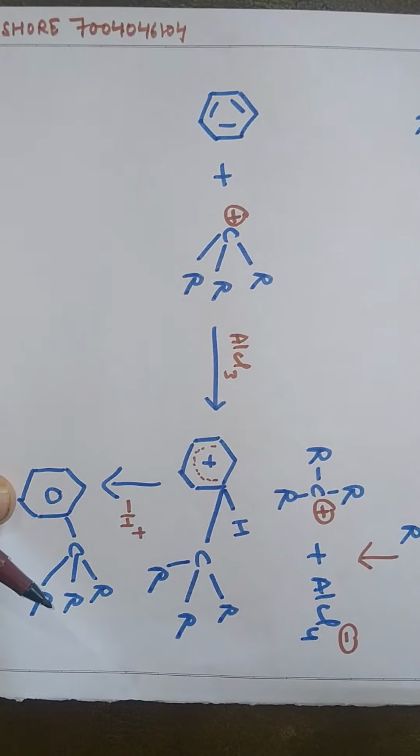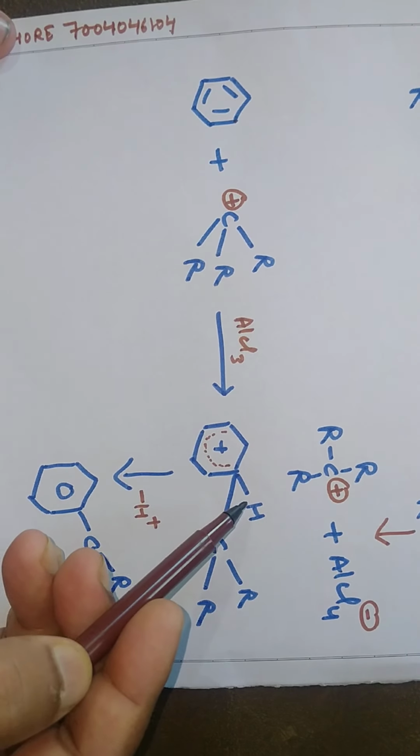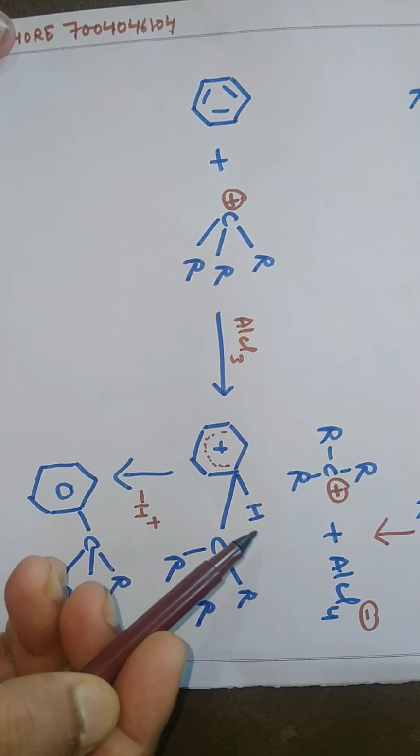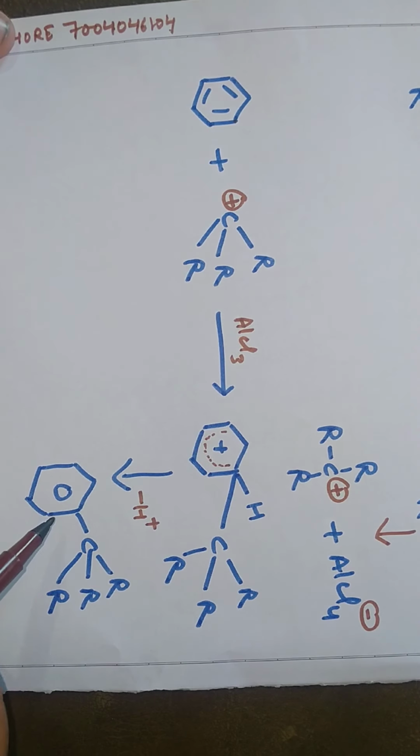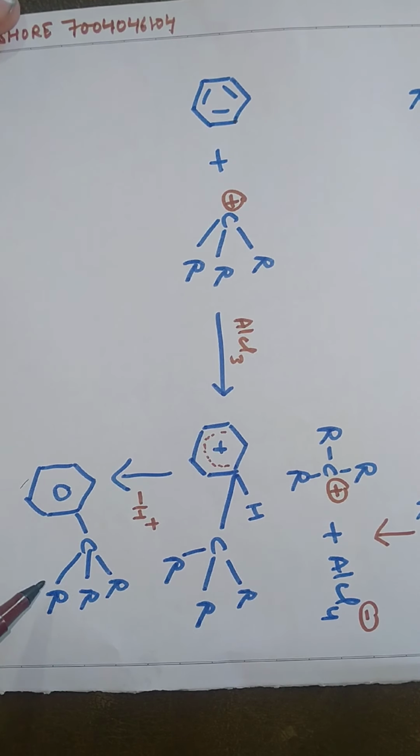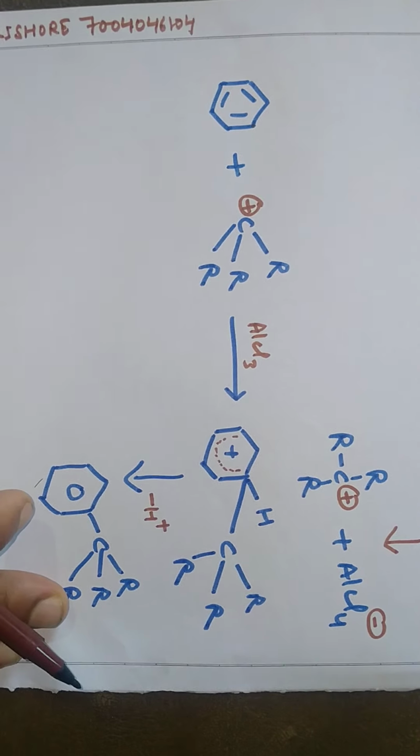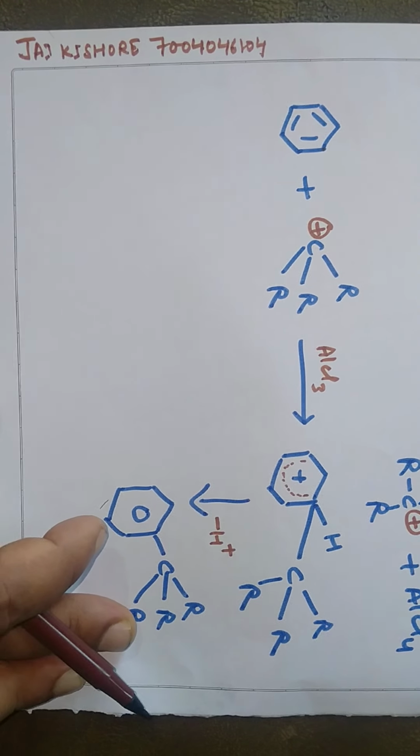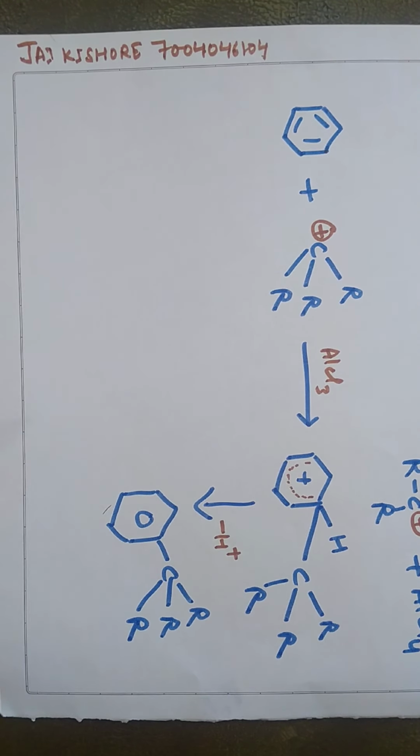Ultimately, the similar mechanism as we have discussed, H plus will leave its position, as a result aromaticity will be maintained and the desired product is formed. So this is about the mechanism of Friedel-Crafts reaction unimolecular. So thank you very much.